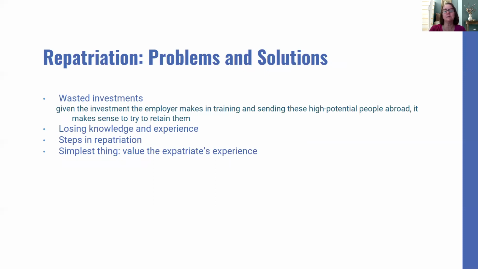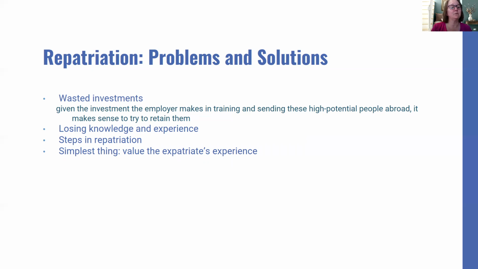Given the investment the employer makes in training and sending these high potential people abroad, it makes sense to try to retain them. Too many employers waste the investment they've made in the employees they've sent abroad. Losing the returnee also means losing the knowledge and experience that they've gained while abroad. So formal repatriation programs are very important.